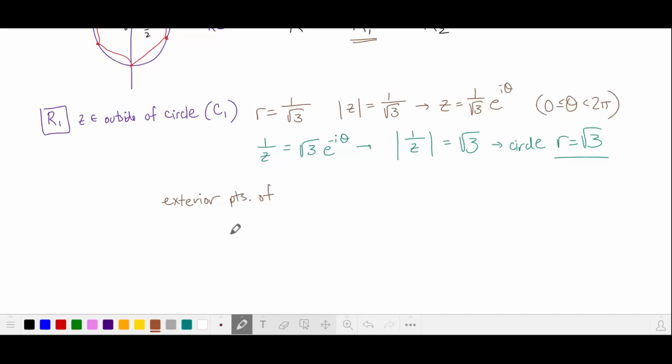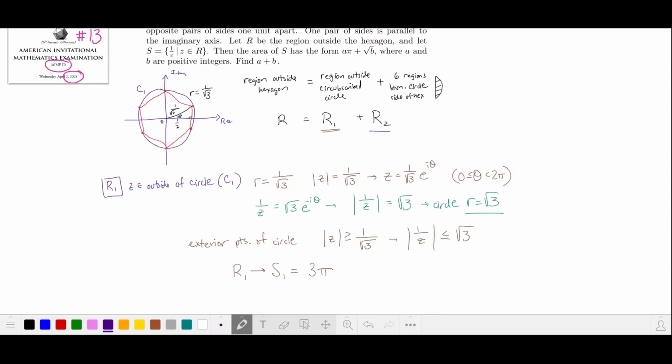Since we're interested in the points that are in the exterior of the circle, this means all the points Z that are greater than or equal to 1/√3 in magnitude, which means the inverse of these points reside within a circle with radius √3. We'll say that this region R1 maps to S1, and the area of S1 is the area of a circle, pi r squared, or 3 pi.